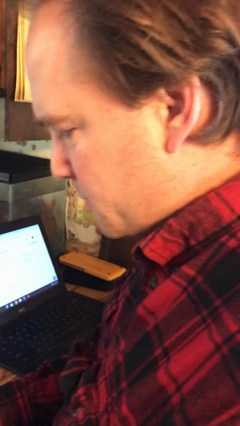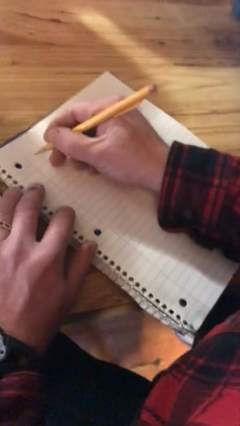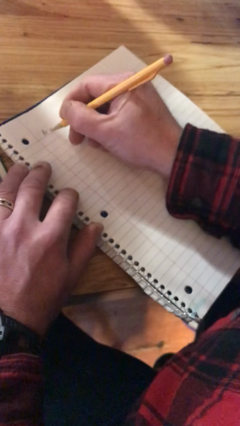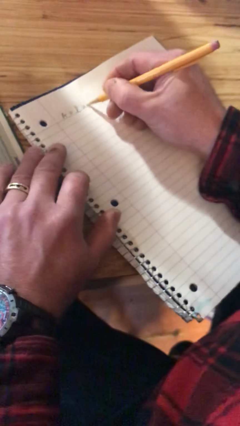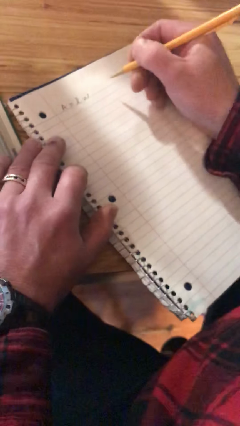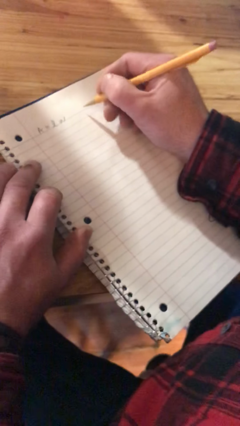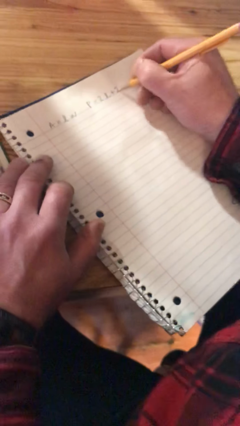All right. So here's what we're going to do. We know the area is equal to length times width. Okay? We also know that perimeter is equal to 2 times the length plus 2 times the width.